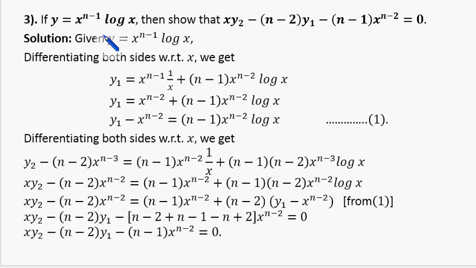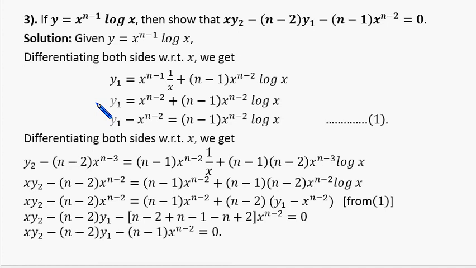What is given is x to the power of n minus 1 into log x. Here also we have to use the product rule. When we differentiate the given equation with respect to x, the first order derivative is equal to x to the power of n minus 1 into the derivative of log x, that is 1 by x, plus the derivative of x to the power of n minus 1, which is n minus 1 into x to the power of n minus 2 into log x.